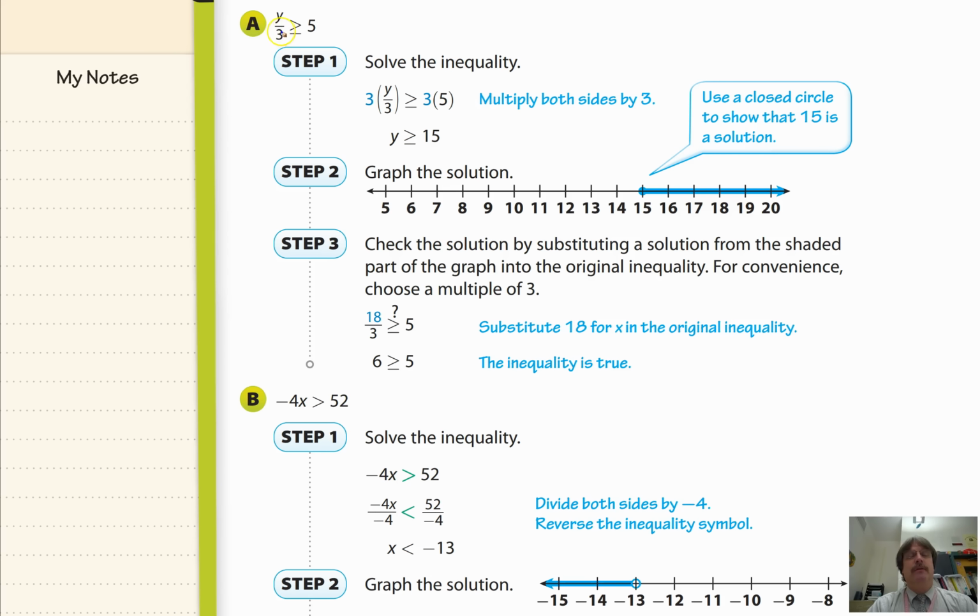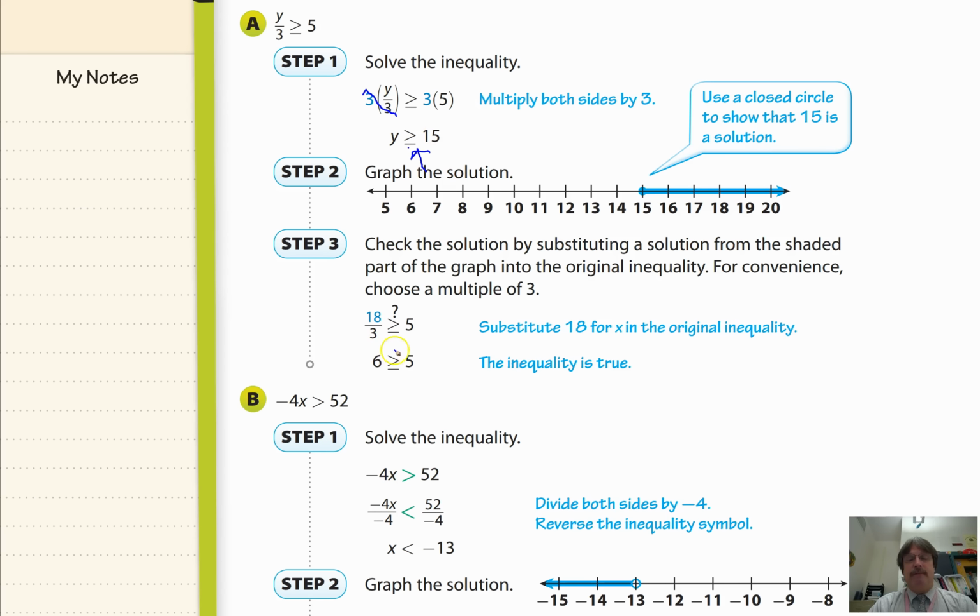This is a division, so we're going to multiply out the 3 so that they would cancel. So now y is greater than or equal to 15. We have a solid dot here. That's the 15 is included because it's a greater than or equal. And then any number greater than 15 will satisfy this solution.